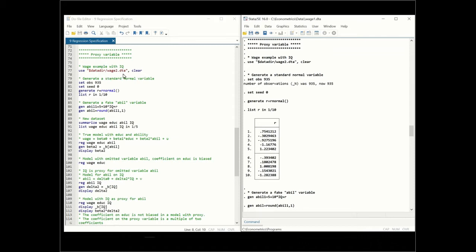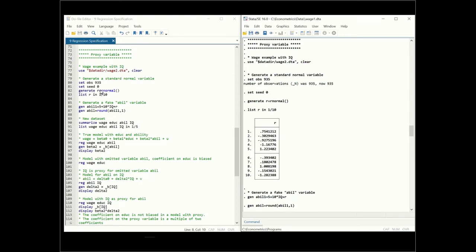So we're going to read in the data wage2.dta. Now one of the issues here is that we're going to be using IQ as a proxy for ability, but the data set does not have ability. So just for purposes of teaching and to show you what actually could happen if we had that variable but omitted it, I'm going to generate a fake variable. So this is how that's happening. So we will set 935 observations. This is how many we have in the data set.